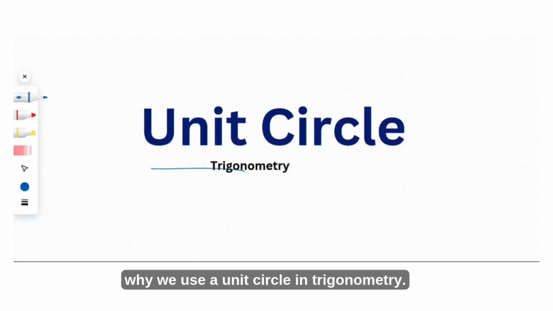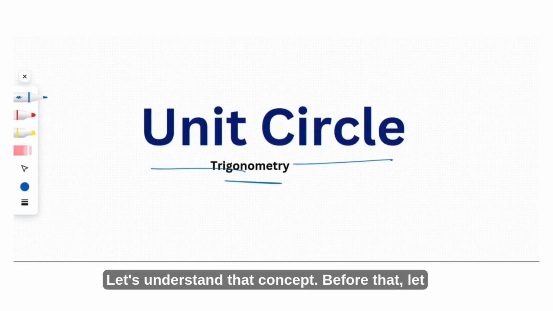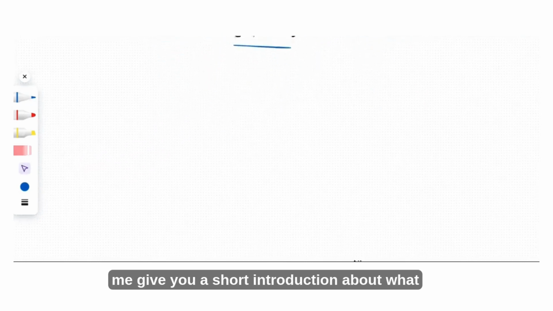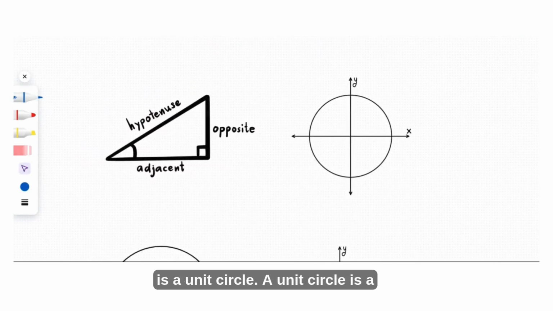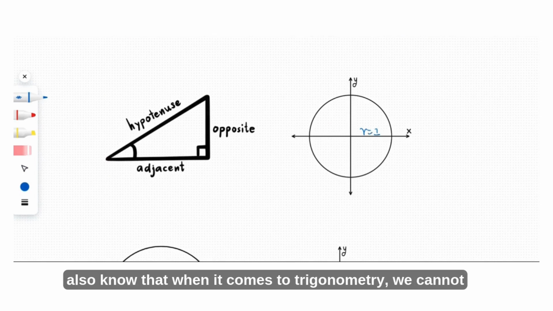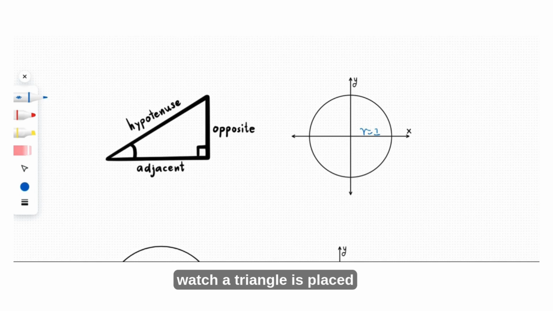Why we use a unit circle in trigonometry. Let's understand that concept. Before that, let me give you a short introduction about what a unit circle is. A unit circle is a circle with a radius of 1 unit. We also know that when it comes to trigonometry, a triangle is placed inside a unit circle.